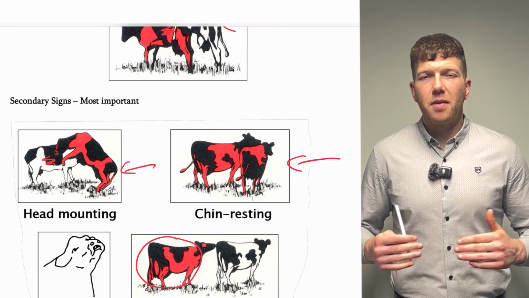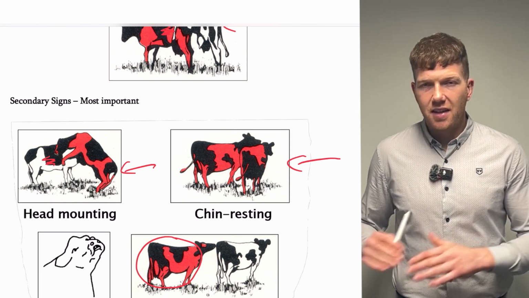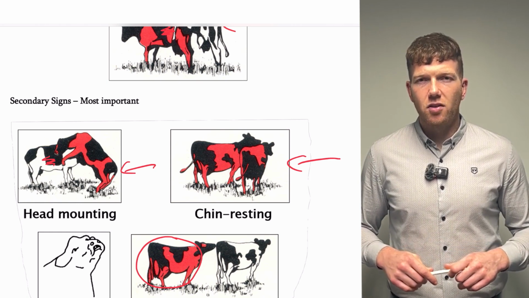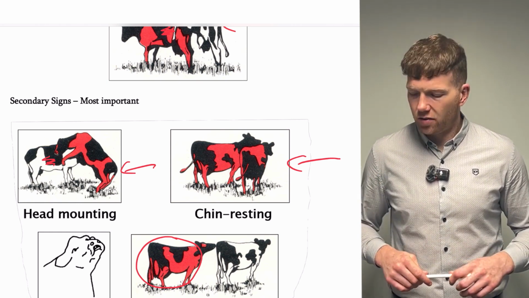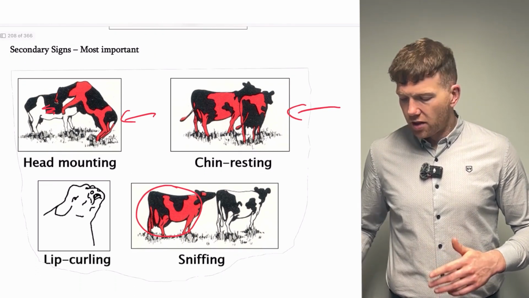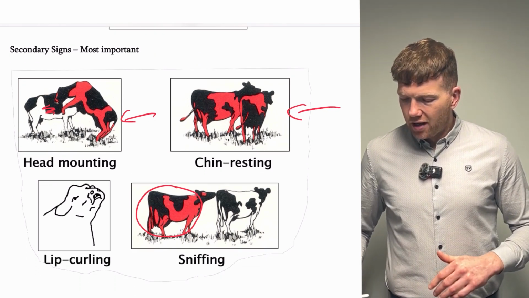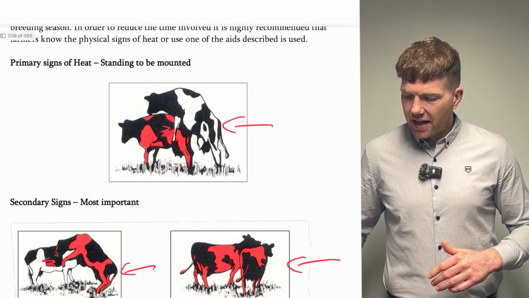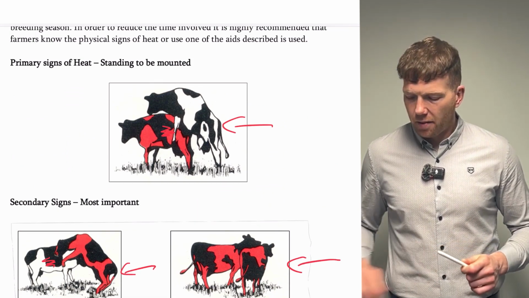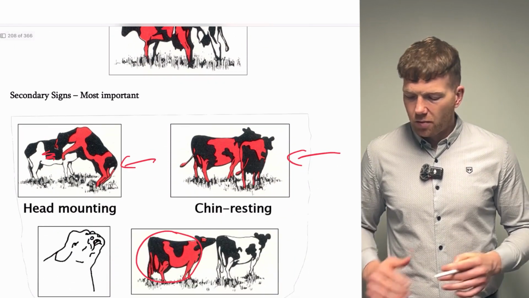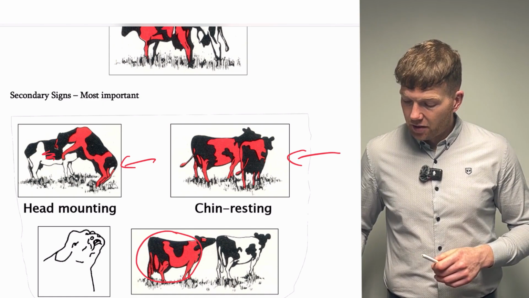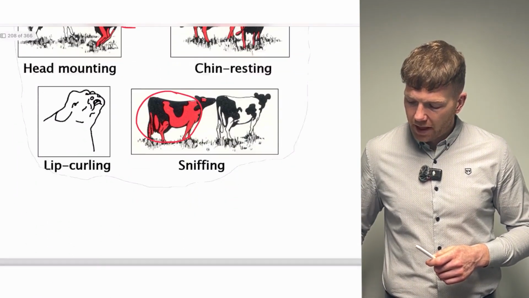But that mightn't be enough. You're not going to be able to see this all the time. Farmer might only see the cows when they're being brought in to be milked. So there's some detection aids that are used, and I'll be talking about those in a few minutes. But there's also sniffing and so on, lip curling. I suppose the primary signs, so standing to be mounted is probably how you know a cow is in heat. That is the primary signs. The secondary signs, again, they're most important, but they're all important if you're able to detect that they're in heat. But something you need to be mindful of when you're observing them.